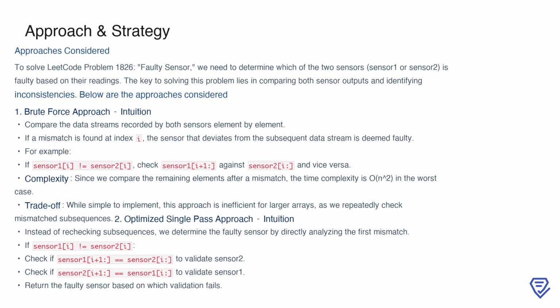This method improves performance by directly analyzing the first mismatch without rechecking subsequences. When a mismatch is detected, we validate each sensor by checking if the remaining portion of one sensor's data stream matches the others. The sensor that fails this validation is identified as faulty. This approach offers significant performance gains compared to the brute force method, laying the foundation for an efficient solution.